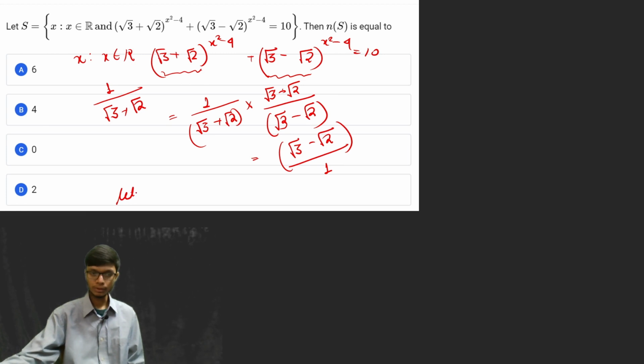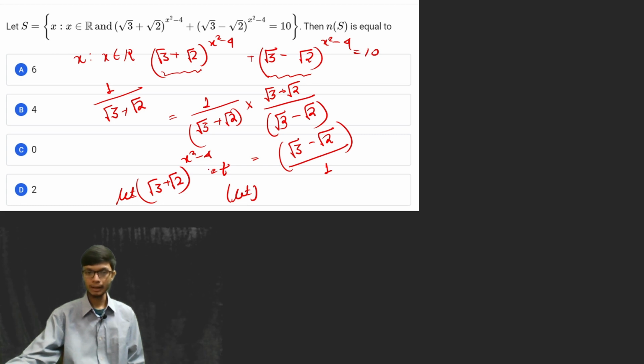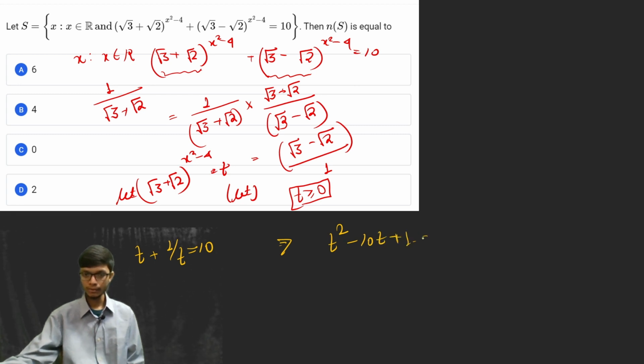So if I assume (root 3 plus root 2) whole raised to the power x square minus 4 as a value t, okay, this is a let. Now since this is an exponential function, that is a raised to the power x, the value of t should be positive, greater than 0. So if I take this assumption and write this, I will get the equation t plus 1 by t is equal to 10. So from here the quadratic I will obtain is t square minus 10t plus 1 is equal to 0. So that's the quadratic that I will obtain.